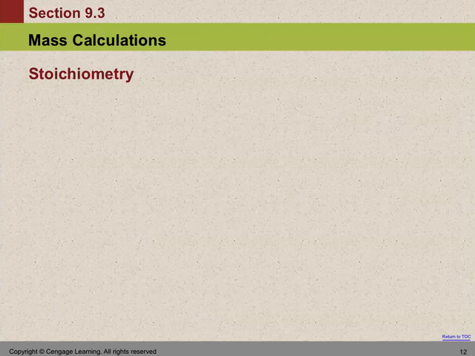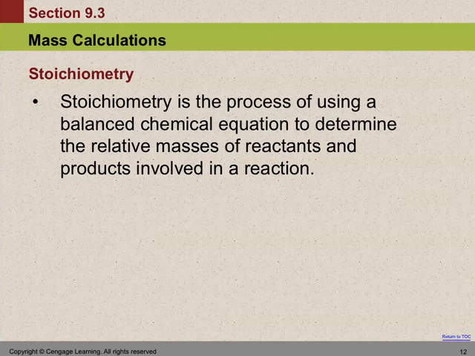So I'm going to introduce a new term here. It's called stoichiometry. And it's a process of using a balanced chemical equation to determine the relative masses of reactants and products involved in a reaction. In other words, if we start with a set mass of a particular reactant, we can determine the amount of product that will be formed by looking at the coefficients in front of the species in the balanced chemical equation. This process is stoichiometry.